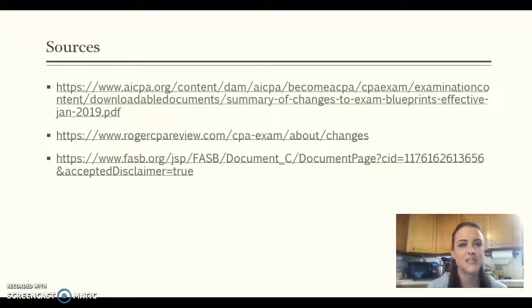These are the sources that I used. Like I said, I used mostly the AICPA and FASB. There's a lot of really useful information on there.